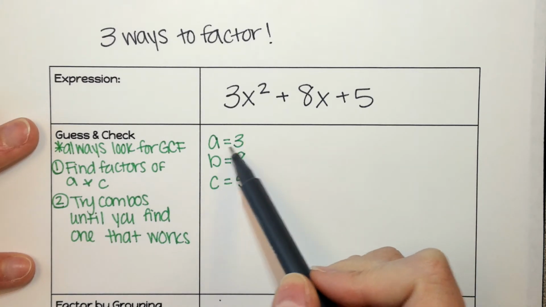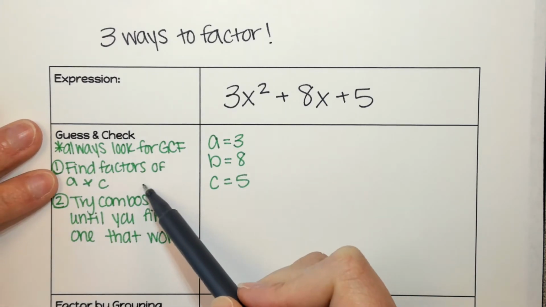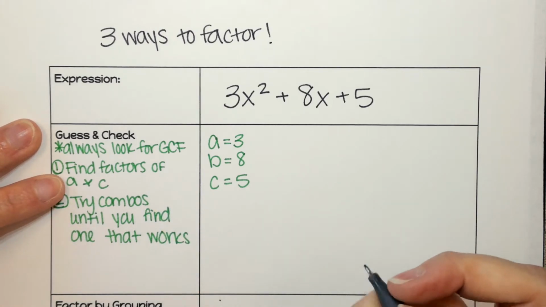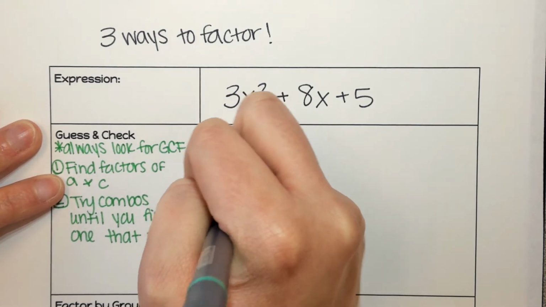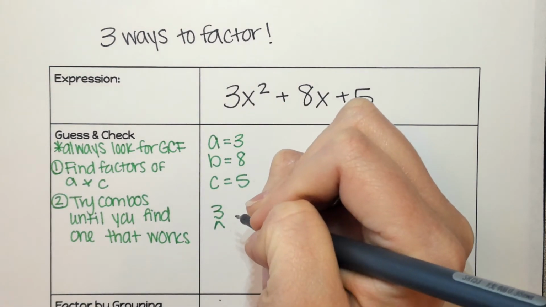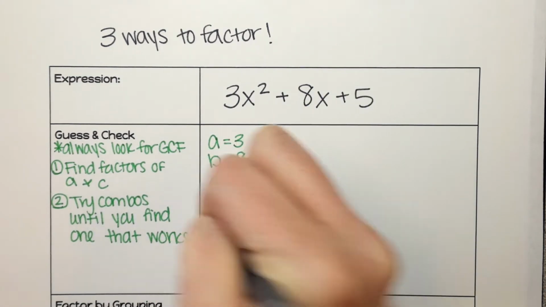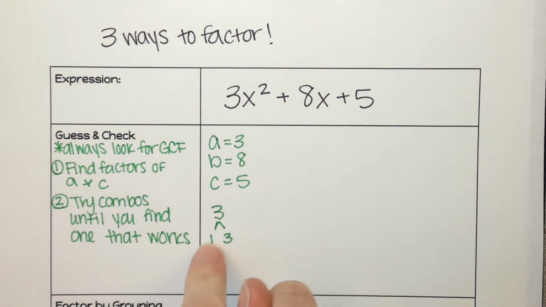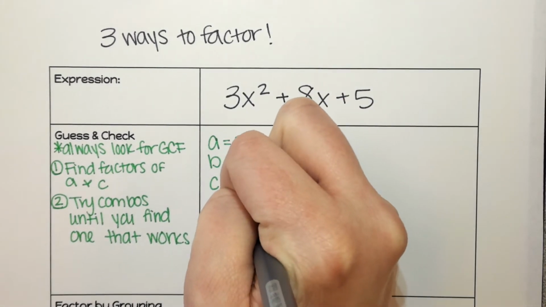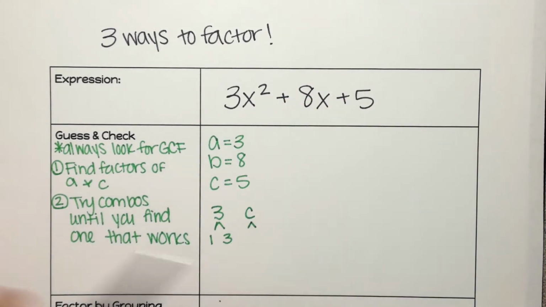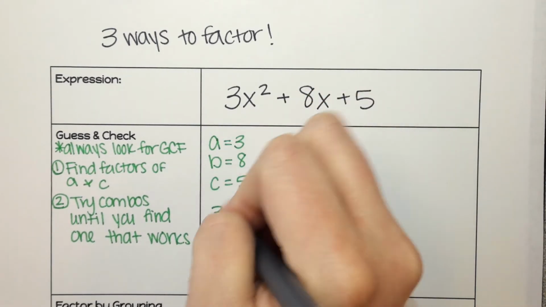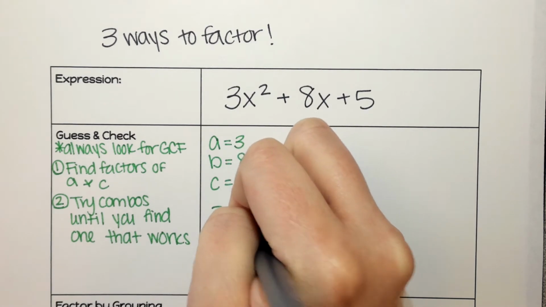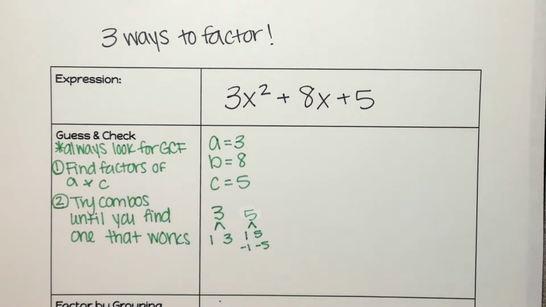So we've identified A, B, and C. Step 1 says find factors of A and C. So my A is 3, so my factors of 3 are 1 and 3, and that front number is positive, so our factors are going to be positive. We don't need to look at the negatives. However, for C, our C is 5. Now, our C could be positive or negative, so we could have 1 and 5 or -1 and -5.